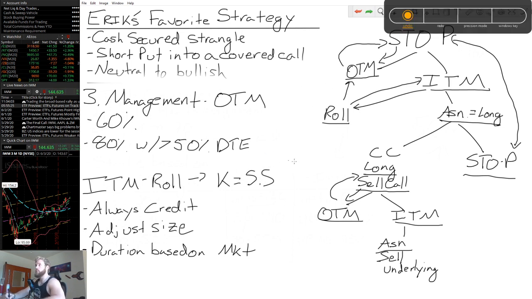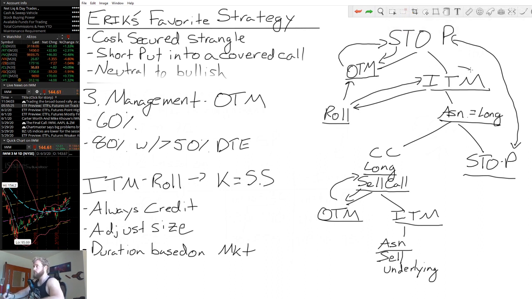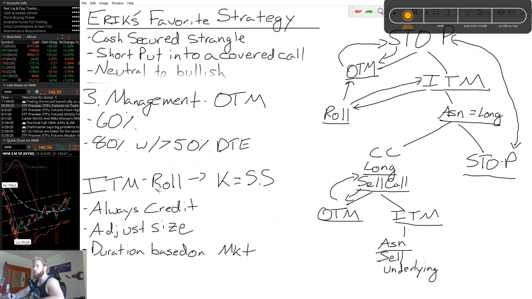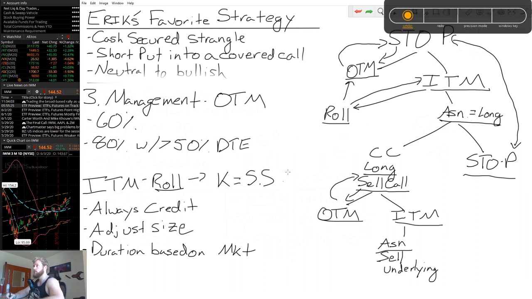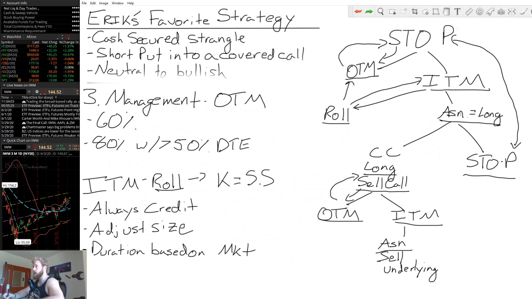Now, let's talk about in the money. So this is this leg right here. And then what I want to specifically talk about is this rolling portion, which is this side right here. So we already did this out of the money. Now we're assuming we're in the money, and I'm not going to take assignment.